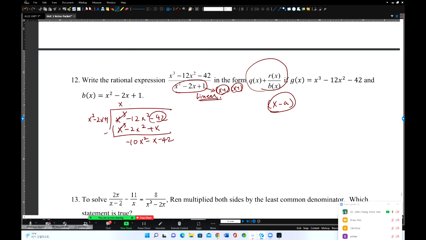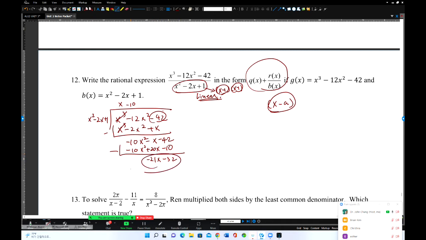After that, times what is that? 10. Okay? 10 times x squared is 10x squared, and minus 20x and plus 10. You subtract over here. Negative x minus 20x is negative 21x. Negative 42 minus 10 is negative 32, right? But this one is degree 2, this one is degree 1, so this is the remainder.